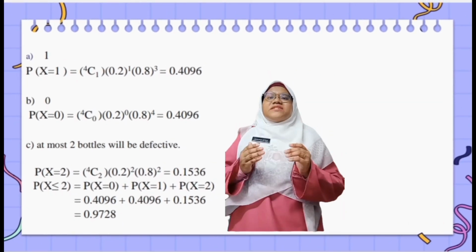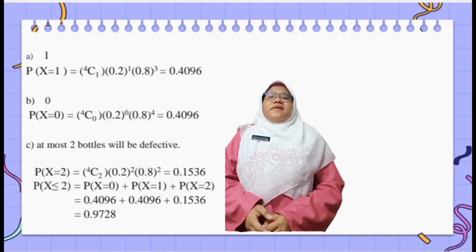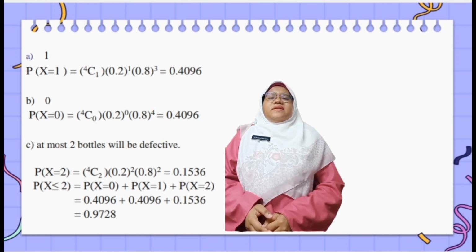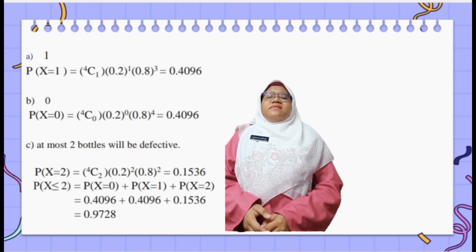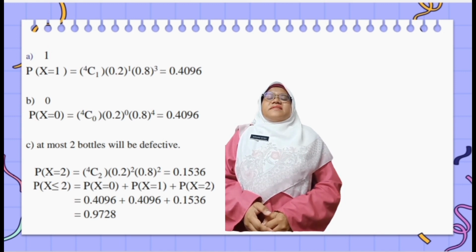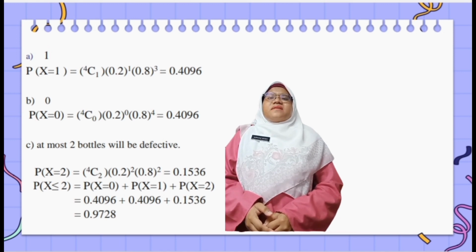For question A, the probability is 1. So, we need to substitute the value of 1 into the formula, and it will be 4C1 times 0.2 to the power of 1 times 0.8 to the power of 3, and the answer will be 0.4096.